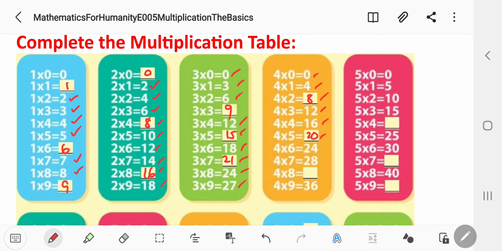And then 4 times 6 would be 24. And then 4 times 7 would be 28. And then 4 times 8 would be 32, because 28 plus 4 is 32. And then 4 times 9 would be 36.